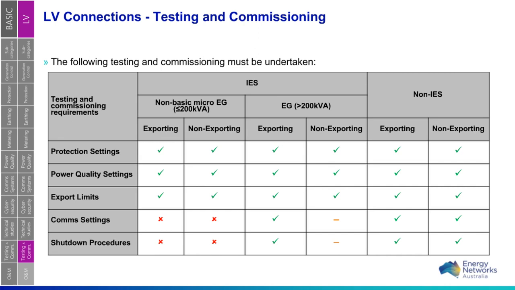And so for testing and commissioning, similarly I've provided a table here again to show all the subcategories and how the requirements apply. We've got requirements including protection settings, power quality settings, export limits, communication settings, and shutdown procedures. And you can see which ones we've recommended should be required, not required, or may be required.